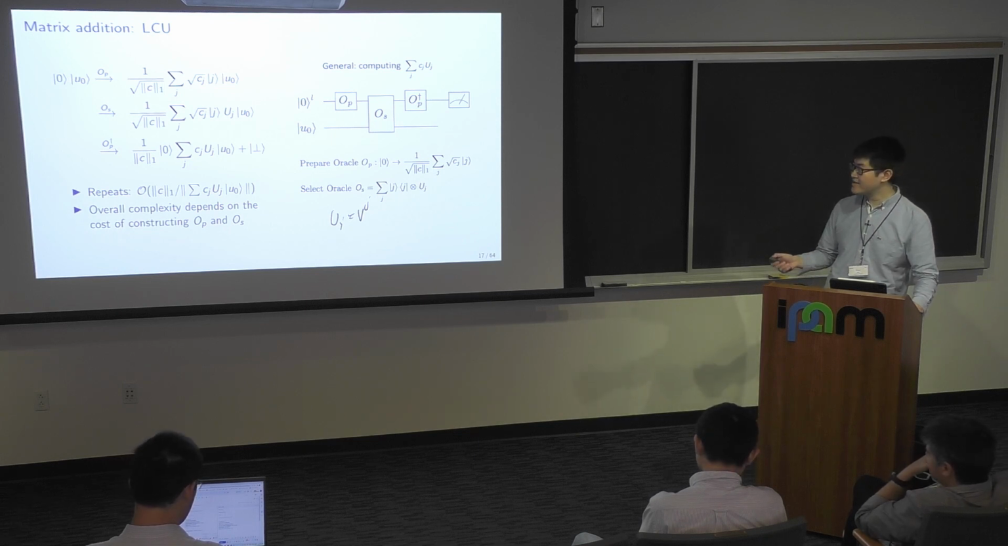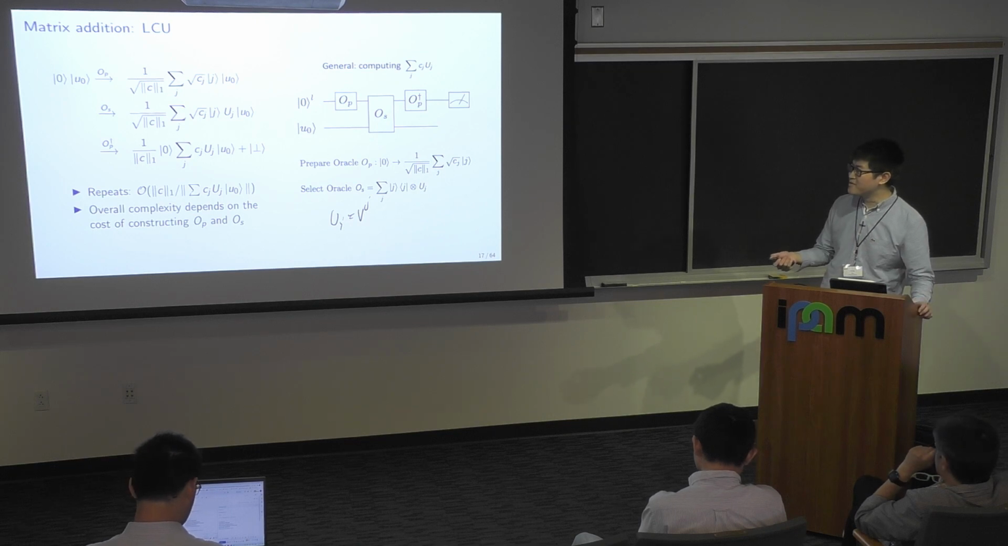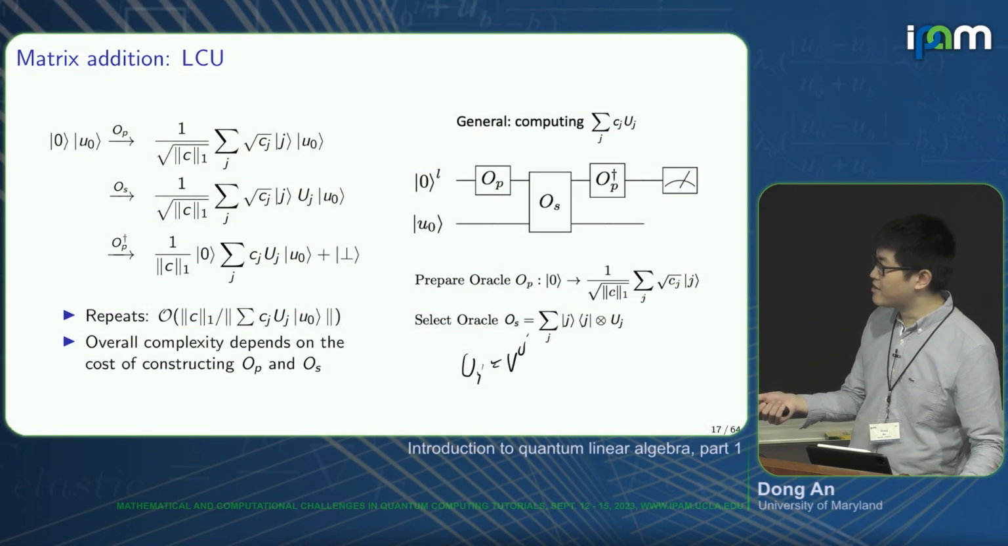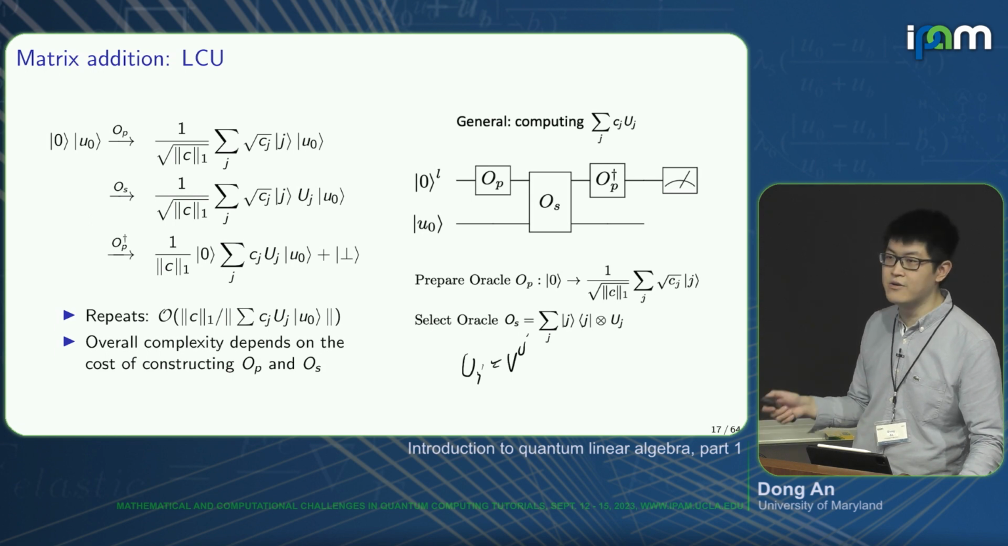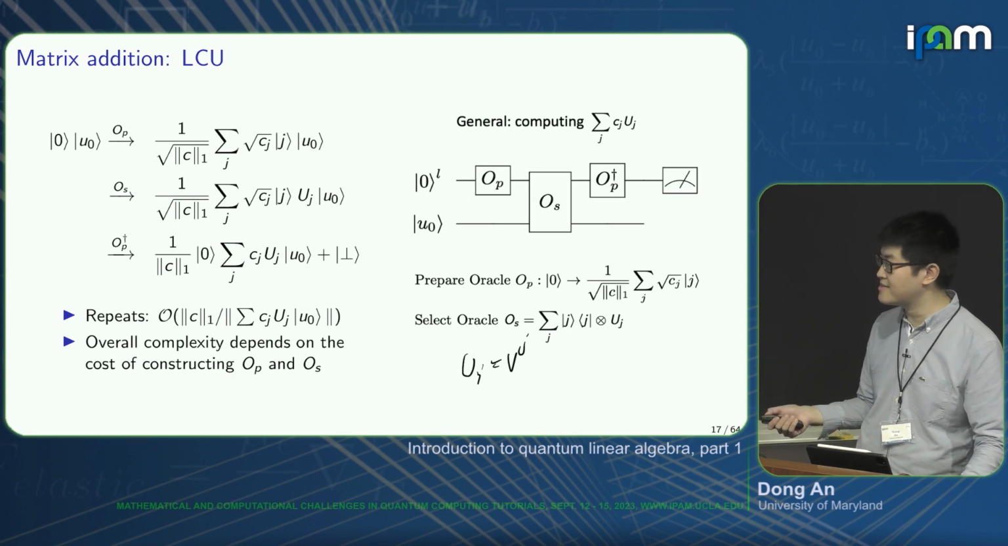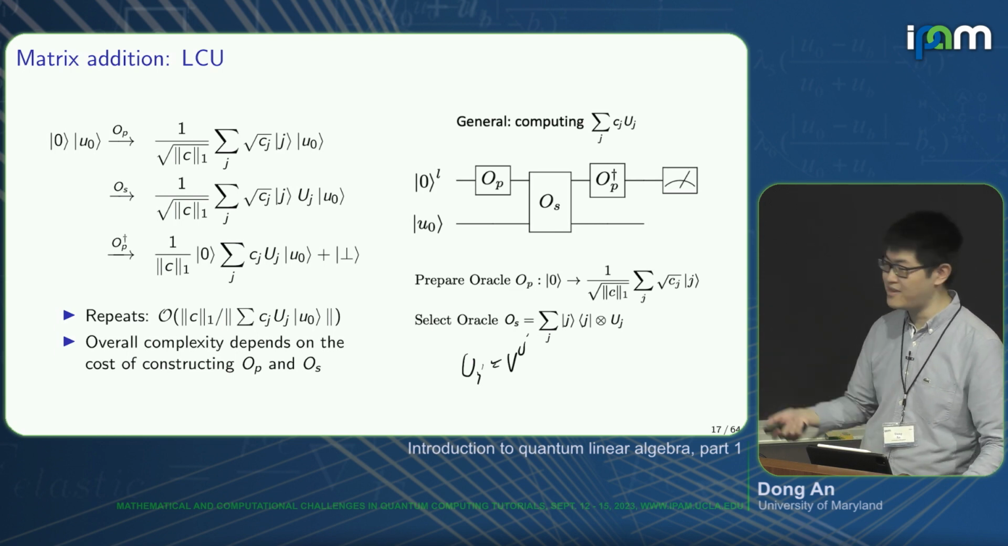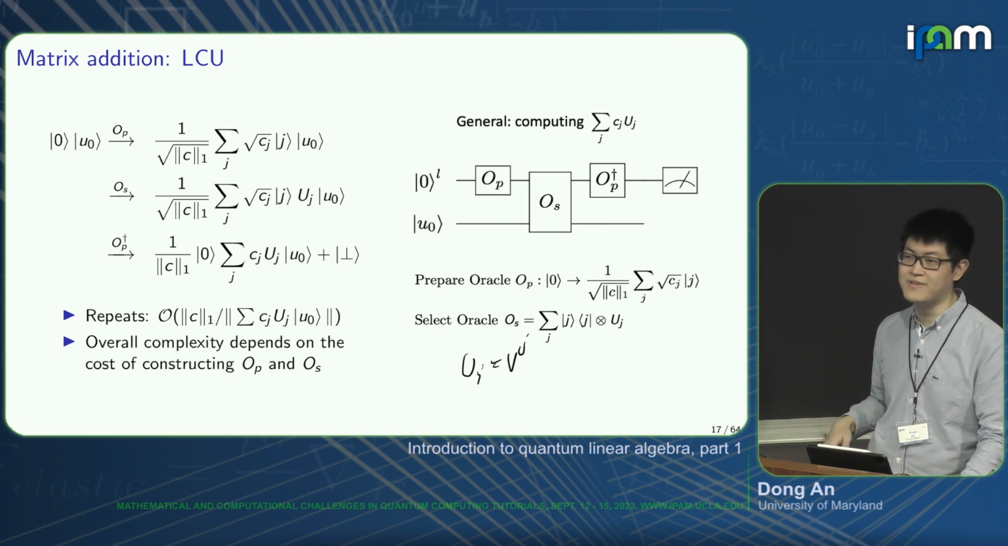But you can see that it can be somehow improved according to the factors in the denominator. If we measure this ancilla qubit, then the success probability, and hence the number of repeats, should involve the one norm of this c vector divided by the norm of this operator acting on your input state. Probably this can somehow cancel some of the scaling in your one norm.